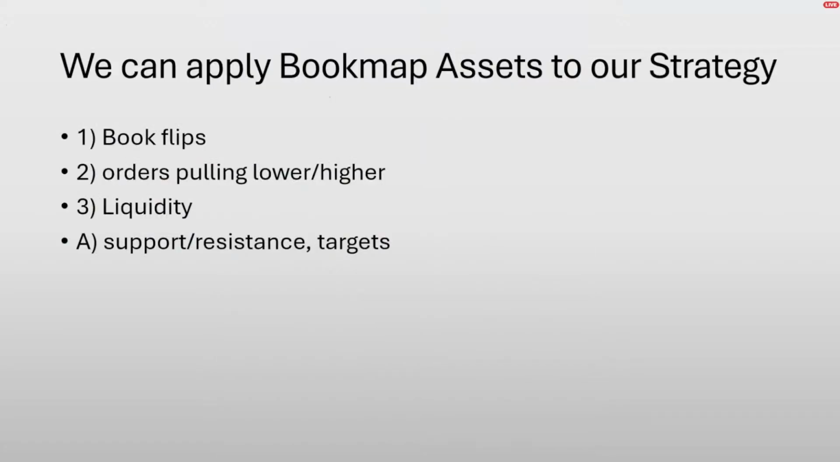Okay, good. So how can we apply Bookmap assets to a strategy? There are several ways in which we can apply this, and one of the ways is using book flips, orders pulling lower or higher. We have liquidity that can act as support and resistance, and we can use it as targets as well.